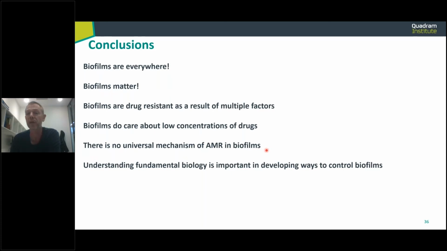There is no single mechanism of resistance to antimicrobials in biofilms, and understanding this fundamental biology will be important because we will be able to understand how drugs act against biofilms and the fitness outcomes that might be selected by different treatment regimes. So that's all I wanted to say today.